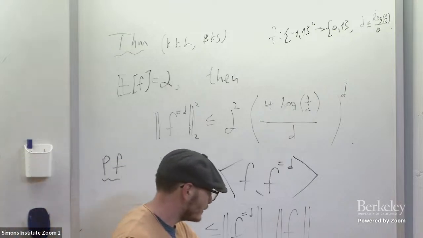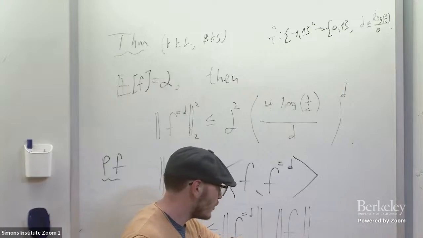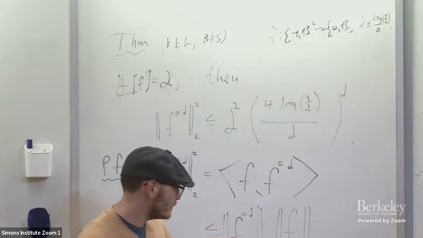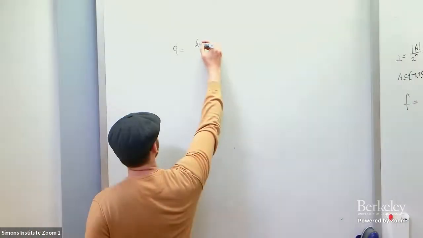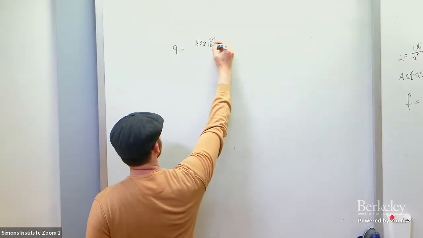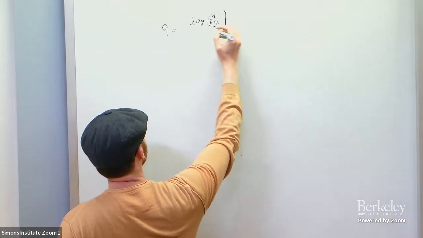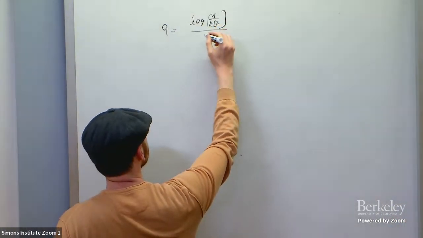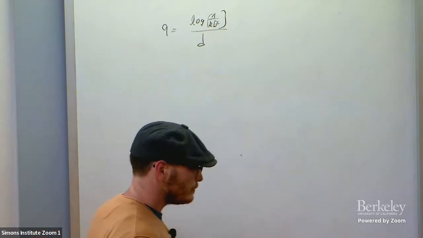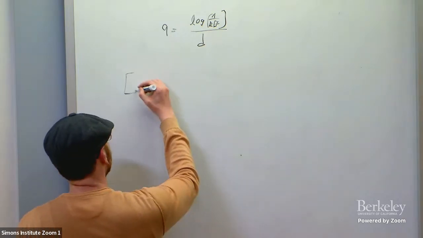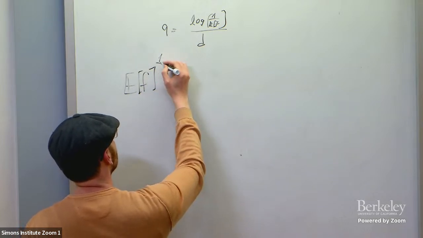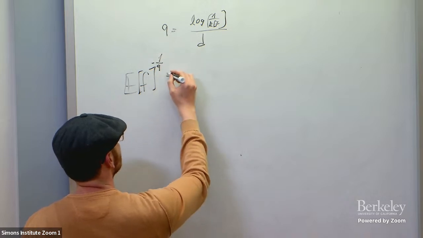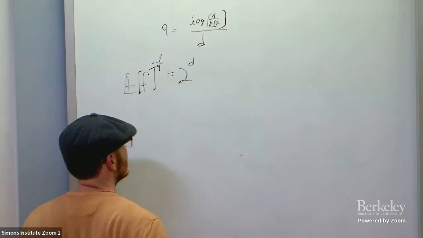We would now like to get rid of this expectation of F to the 1 over Q and get this alpha squared dependence, where alpha is the expectation of F. So basically we choose Q to be log 1 over the expectation of F, divided by D. And then the expectation of F to the 1 over Q minus 1 over Q is just 2 to the D if we take this log in base 2.